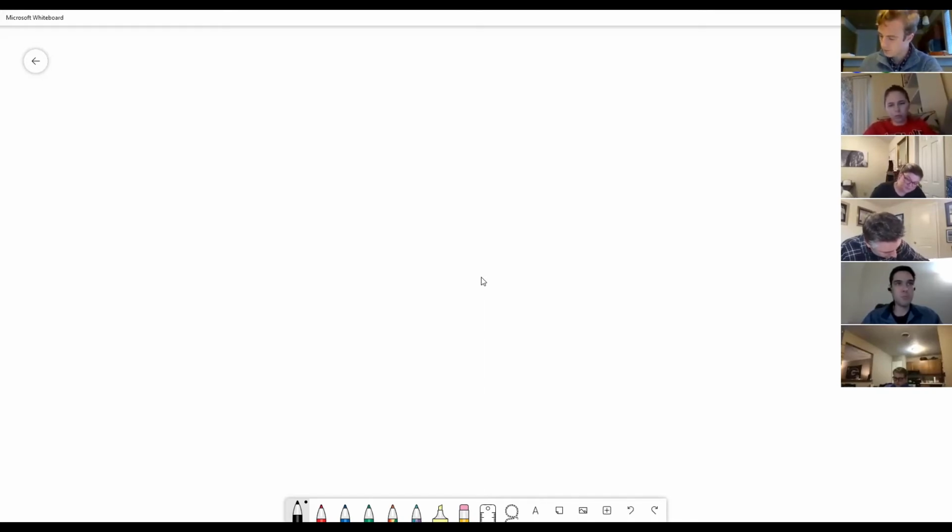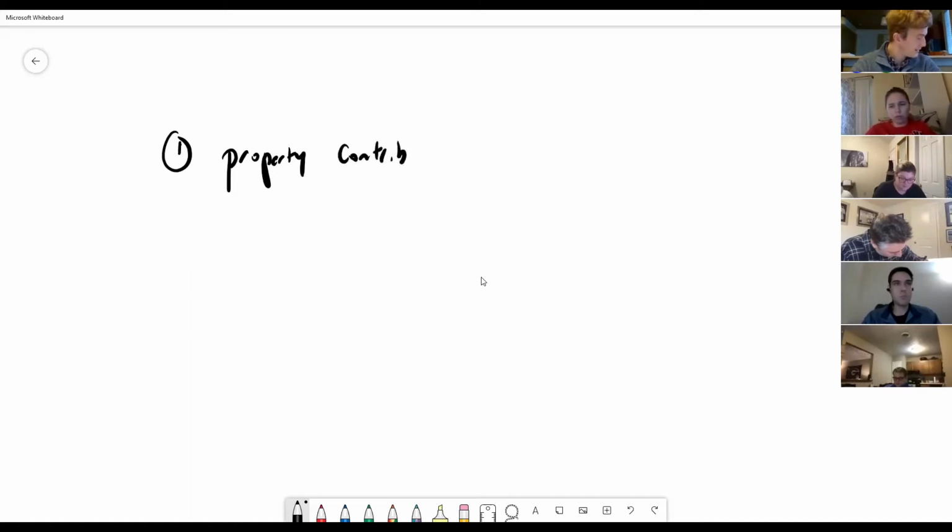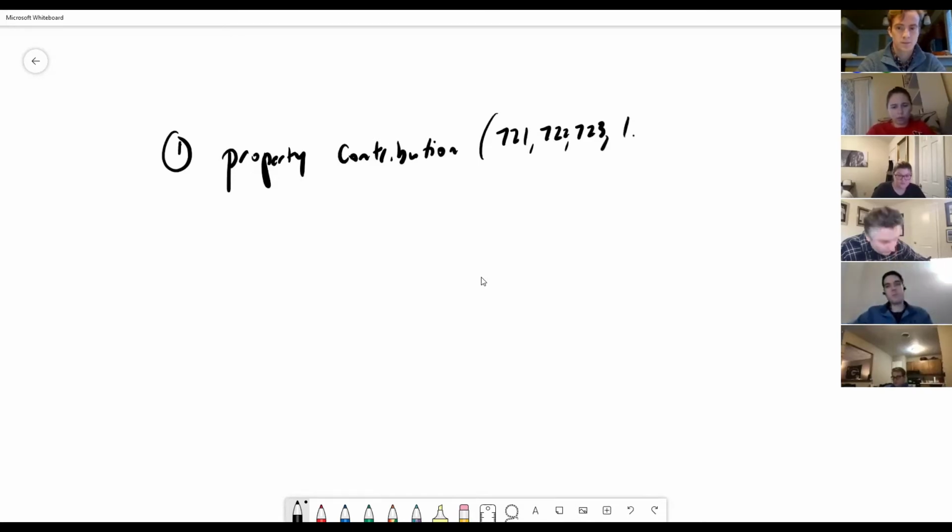And when you have this contribution of encumbered property, it's useful to break down what's going on into 3 steps. One is we have the property contribution. And that's the rules we've talked about already. 721, 722, 723. And for capital accounts, we've got the basic capital account rules.